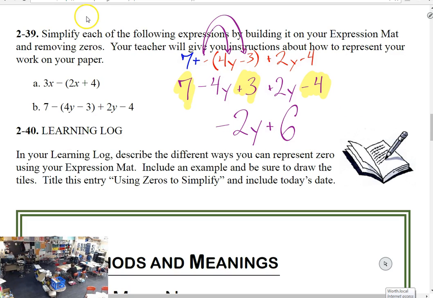Guys, you've got like 7 minutes to work on your homework. You can bust out a few of these problems.